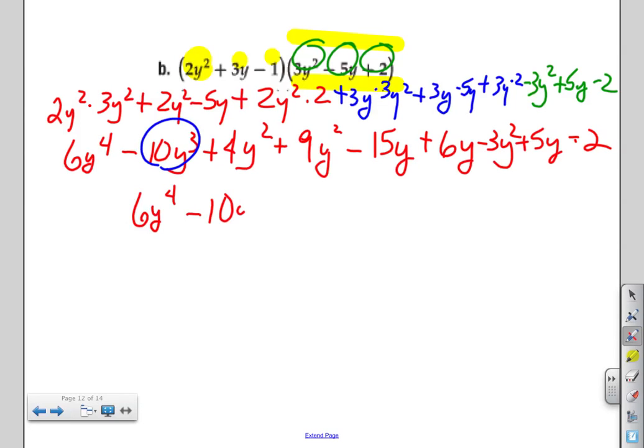Minus 10y cubed, and then let's circle our y squareds. We have a 4y squared, we have a 9y squared, and we have a negative 3y squared. So let's add all of those together, and we get 10y squared.